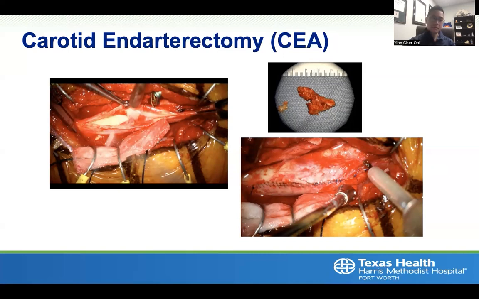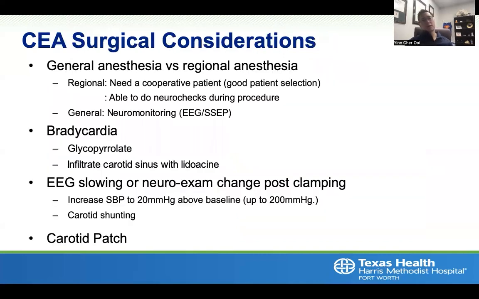Some important CEA surgical considerations are general anesthesia versus regional anesthesia. For the most part, this is provider preference. Regional anesthesia allows one to perform the neurochecks during the placement of the clamps. However, it does require an experienced provider and very good patient selection, as you need a very cooperative patient to undergo a procedure under regional anesthesia.